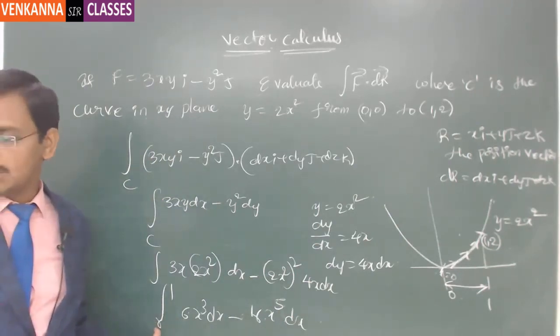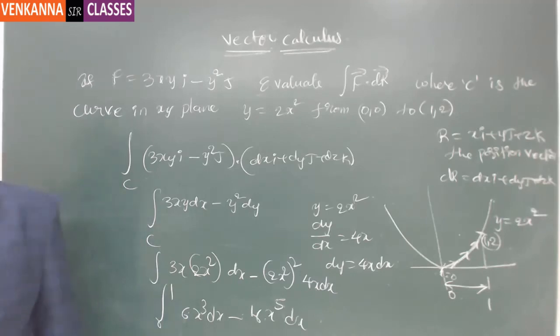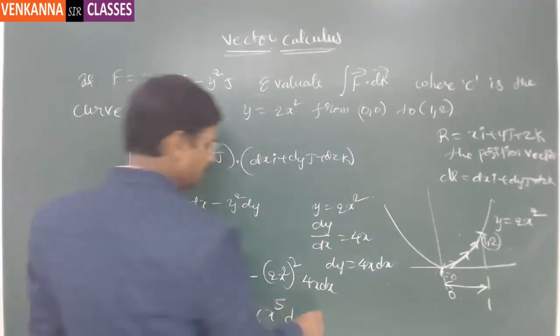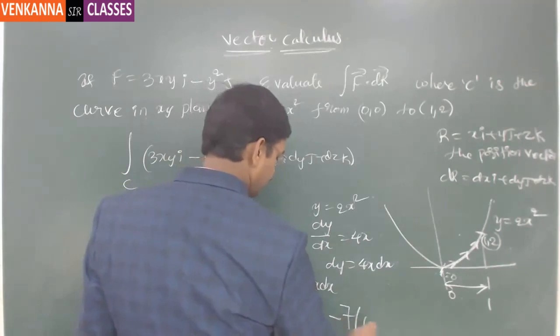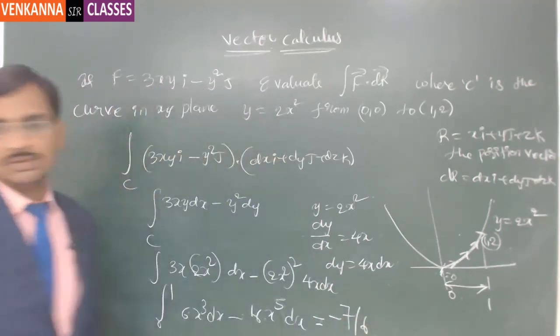So substituting the limits 0 to 1. Got it? The answer is minus 7 by 6. You can put that. So this is minus 7 by 6. Understood?